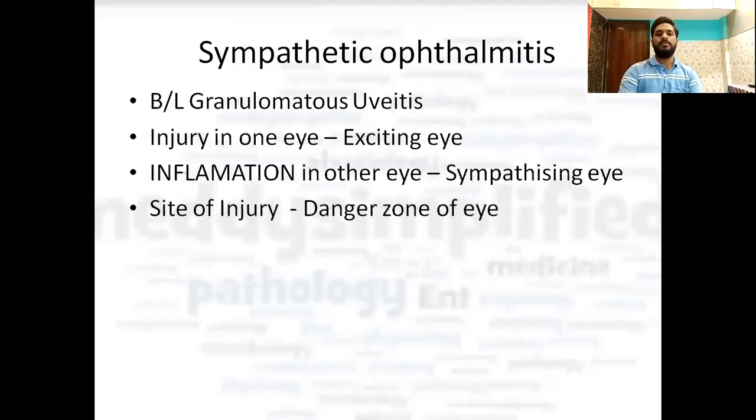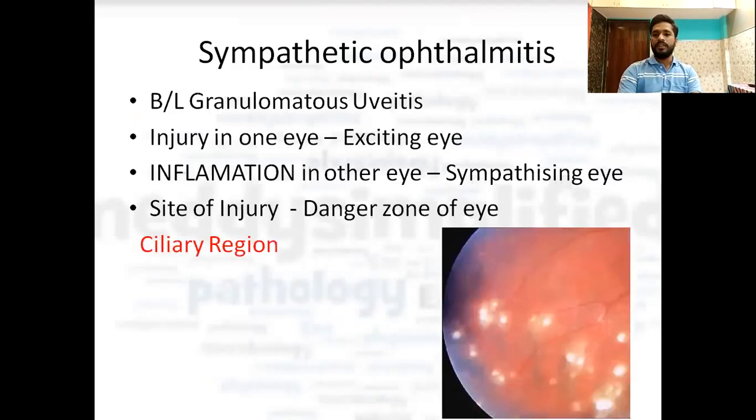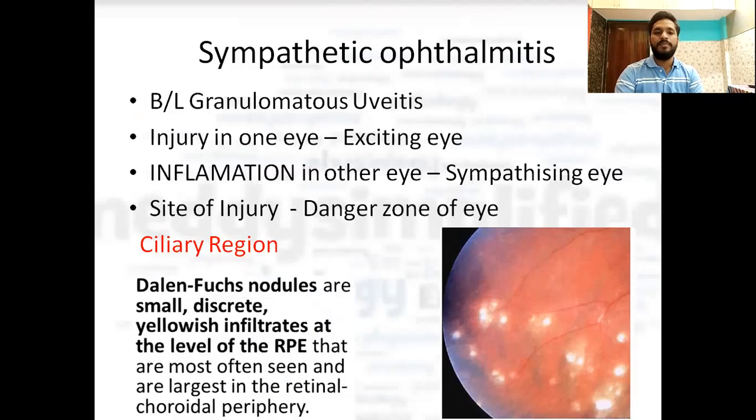The site of injury in sympathetic ophthalmitis is the danger zone of the eye, that is the ciliary region. If you see properly, there are a few white dots. These white dots are known as Dalen-Fuchs nodules, and these are the sign. This is how a retina, a fundus, looks like in sympathetic ophthalmitis. Dalen-Fuchs nodules are small discrete yellowish infiltrates at the level of the RPE that are most often seen and are largest in the retinal choroidal periphery. So, Dalen-Fuchs nodules are the yellowish infiltrates seen in sympathetic ophthalmitis.